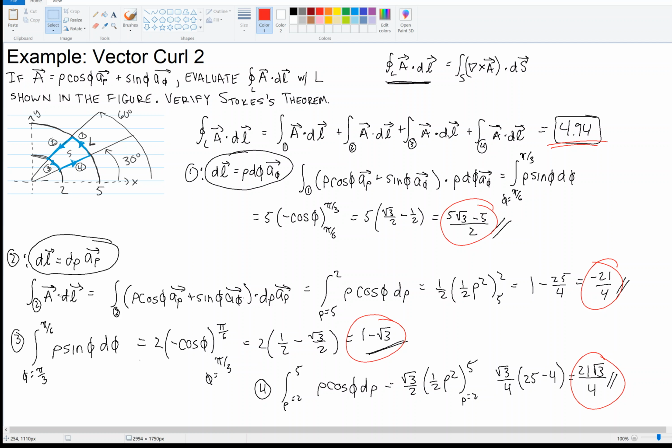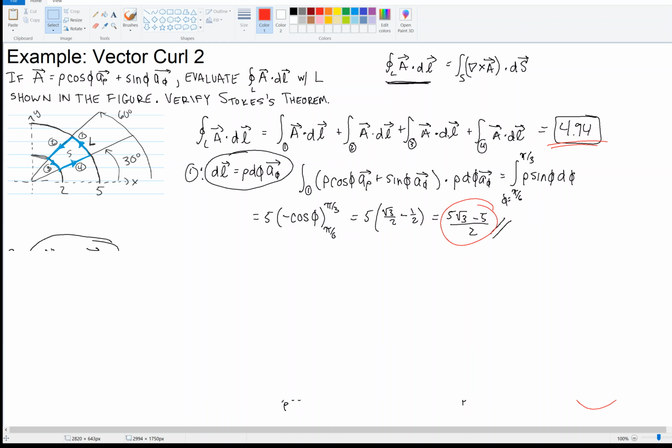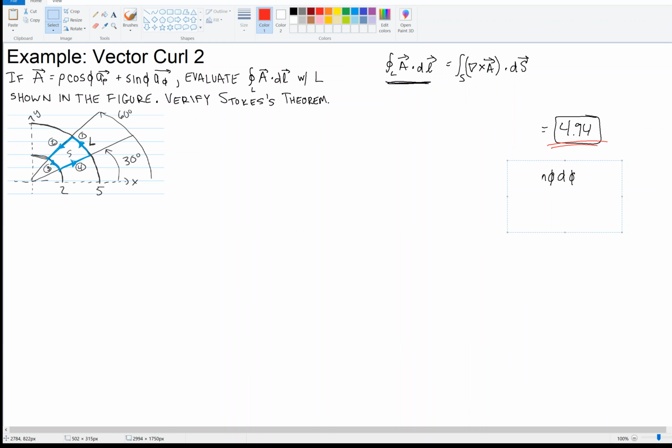So I'm going to erase this work. Feel free to pause the video if you need to. So that was the left side of Stokes' theorem. I'm going to save the answer.